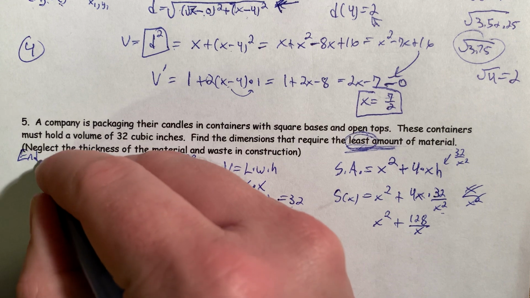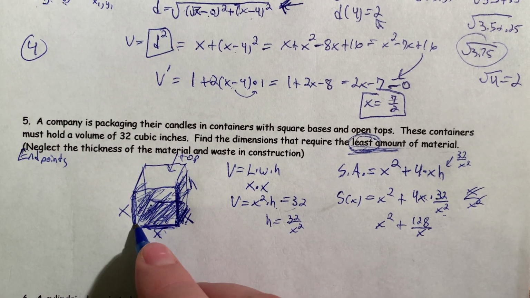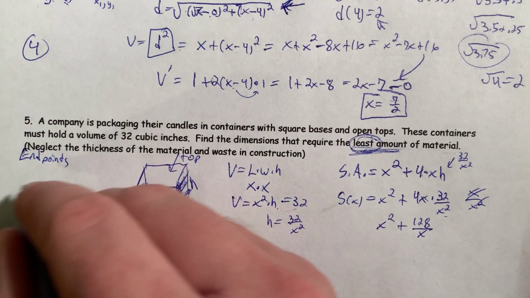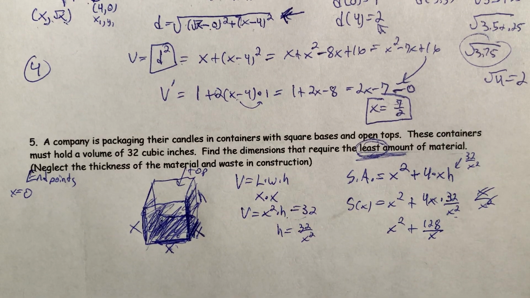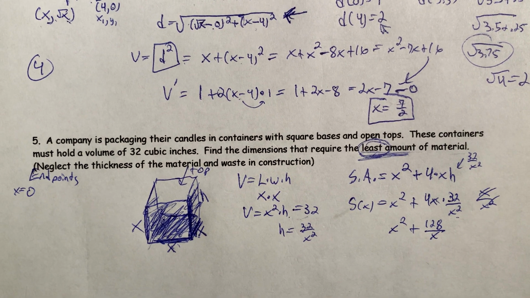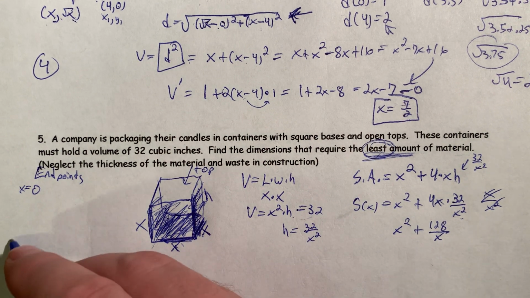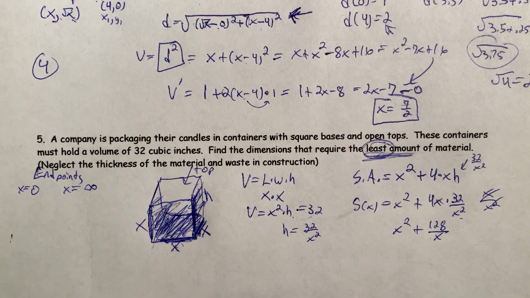So endpoints for x. x is the length of the base. What is the smallest x could be? Well, x could be 0, right? So x can't be smaller than 0. Is there a largest x can be? No, so the largest x is infinity.